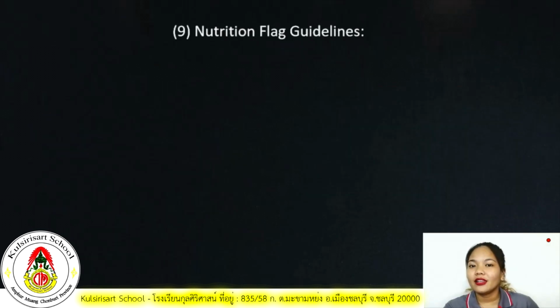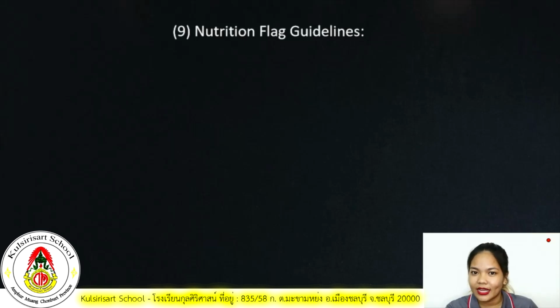Okay, now let's discuss the 9 nutrition flag guidelines. So these nutrition flag guidelines were actually developed by the Ministry of Health here in Thailand. In order for you to have a healthy lifestyle or healthy body, you must take into consideration these 9 guidelines.